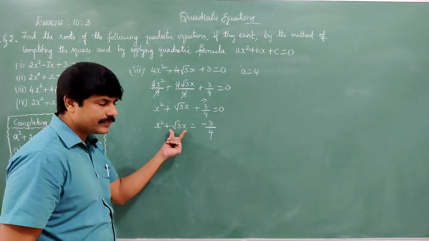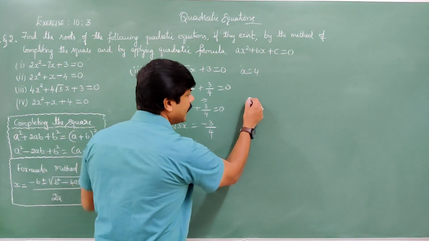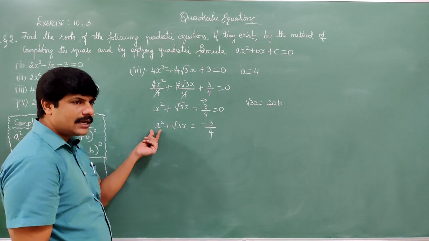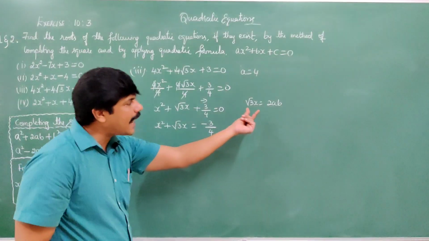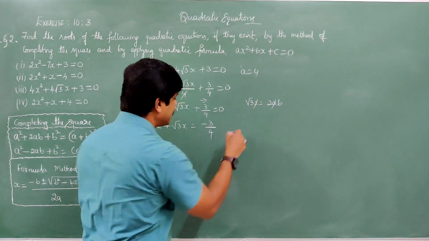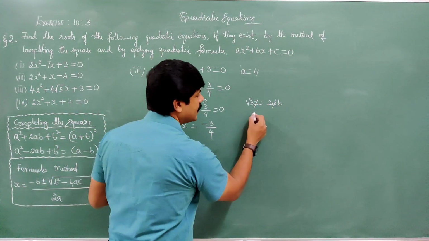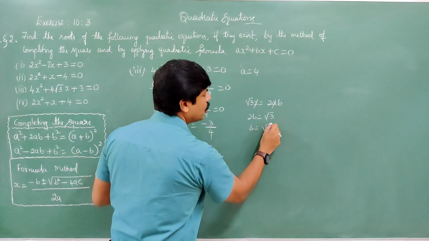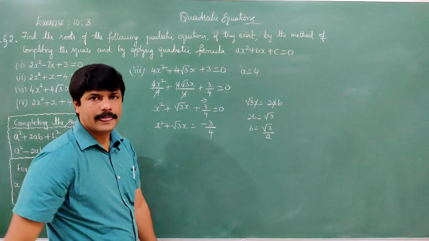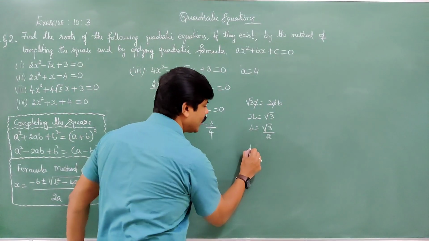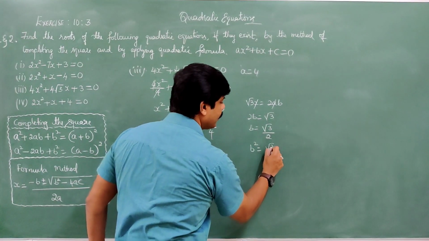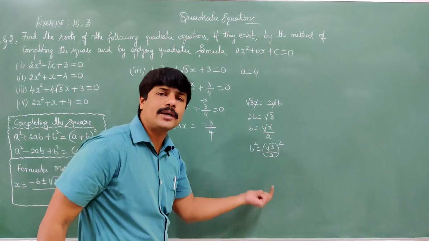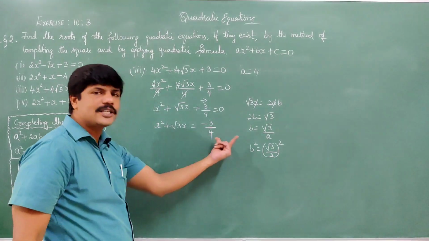Understand? Now what is this? This root 3x is nothing but 2ab. This is a square plus 2ab. With 2ab we can find b. This a and x are the same because in place of a, x is there. Understand? That is 2b equals root 3 and b equals root 3 by 2. B we have got, and square both sides. B square is equal to root 3 by 2 whole square. That's all. Now add this to both the sides.